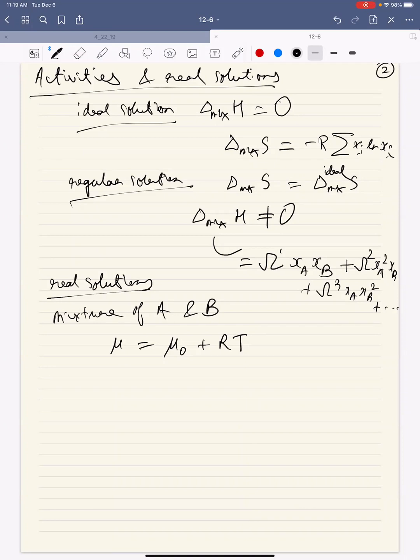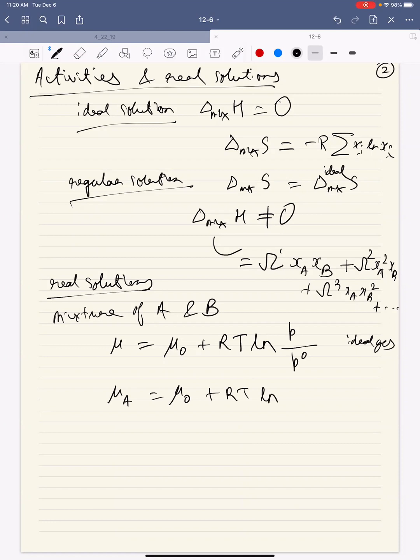ln P. This is something we derived for an ideal gas, divided by P naught, but we can set P naught equal to 1. Okay, this is what we have for an ideal gas. This is pure A ideal gas, right? If you have a mixture of A with B for an ideal gas, what would this be?